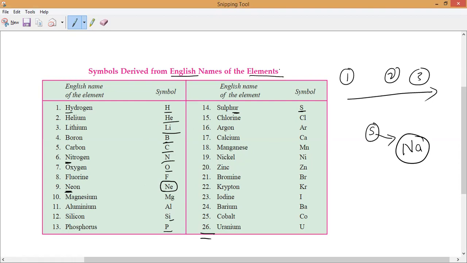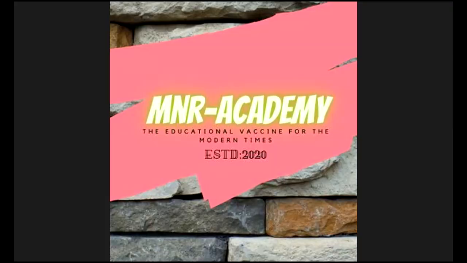So like that, some symbols we take from the English alphabet, from the English names of the elements, and some elements we take from the Latin word. Basically we say from Latin words, though if we look closely, some elements even have Arabic words also. But commonly we study them as words from the Latin language.